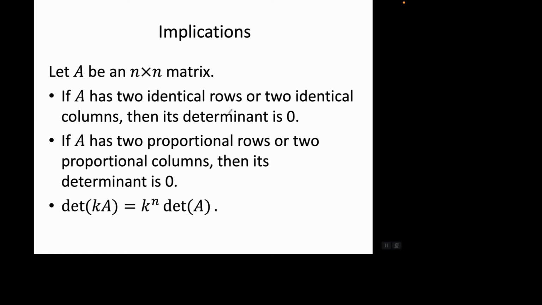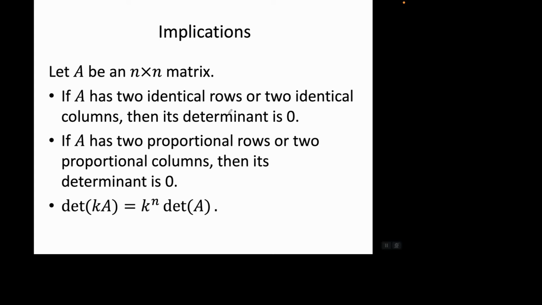Let A be an n by n matrix. Here are some implications. If A has 2 identical rows or 2 identical columns, then its determinant is 0. Why is this? Well, using elementary row operations, if a matrix has 2 identical rows, you could kill off one of the rows and then make it a row of zeros, and then the determinant would be 0. And you could use similar logic for a matrix with 2 identical columns.